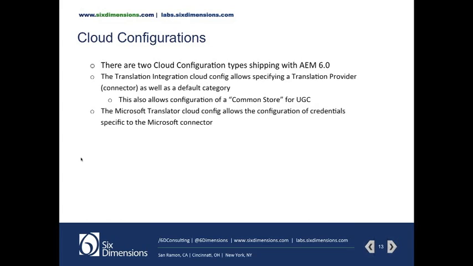Cloud configurations. I'm going to go a little bit fast through the cloud configurations here to get to more of the demo. But there are two types of cloud configurations that are shipped in 6.0. One is the main one, which is the translation integration cloud config. It allows specifying a translation provider connector as well as the default category. This currently also allows the configuration of the quote-unquote common store for user-generated content. And secondly, there's the Microsoft Translator Cloud Config that allows configuration of credentials specific to the Microsoft connector.